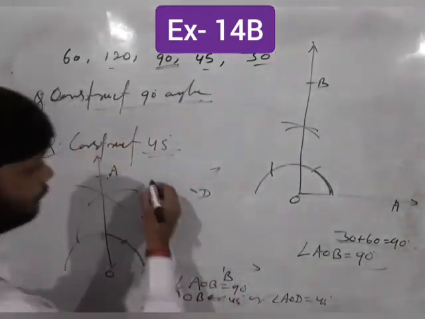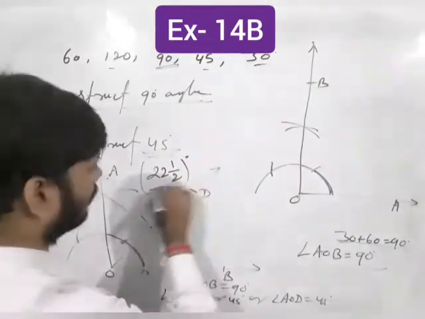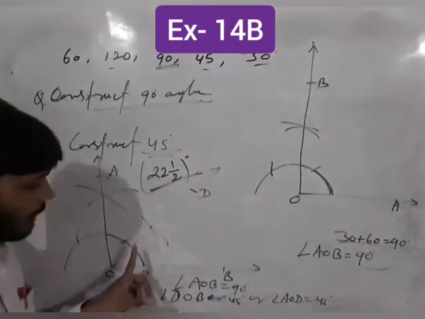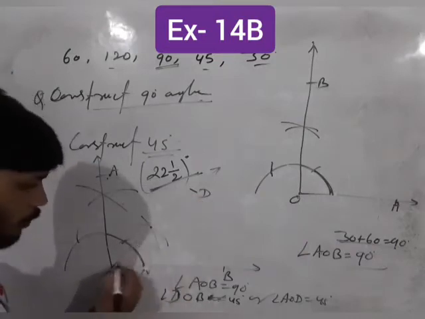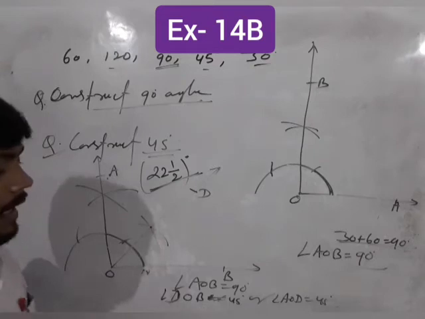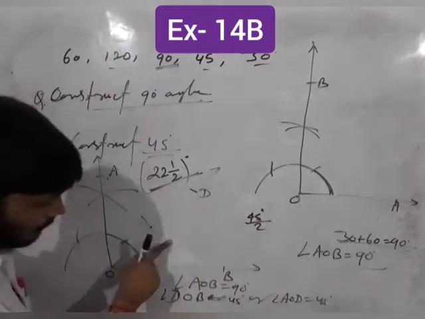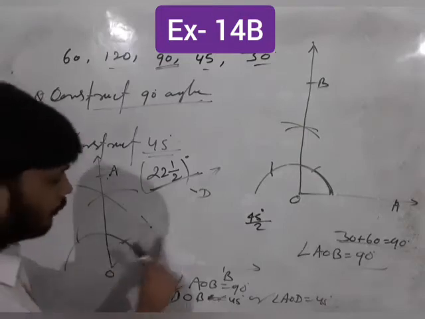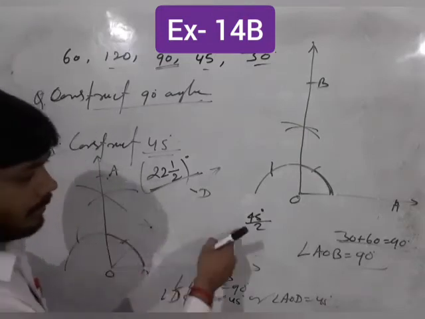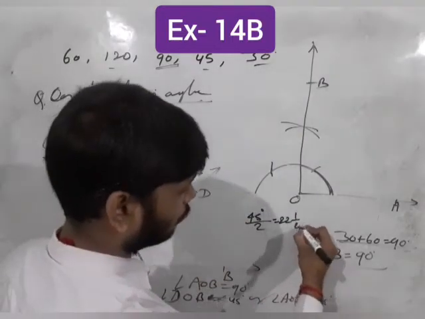22 and a half degree angles, then students, this angle DOB is 45 degree, and when you divide 45 degree by 2, that means when you draw the bisector of this angle, then you will get 22 and a half degree. That means 22 and a half degree.